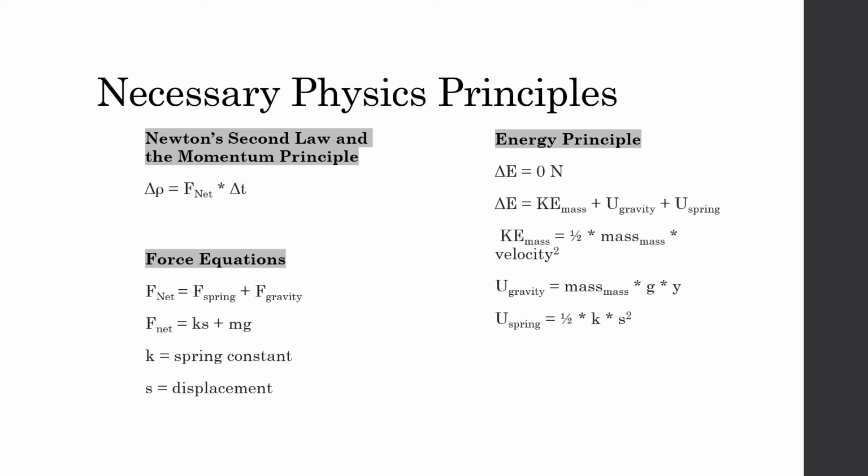The energy principle was utilized in this lab too, and the knowledge that there is no work being done on the system means there is no energy change, so delta E equals 0. Delta E can also be written as the sum of the change in kinetic energy of the mass, which has the equation K equals 1/2 times mass times velocity squared, the change in potential energy of the spring being 1/2 times the spring constant times the displacement of the spring squared, and the change in gravitational potential energy being the mass of the ball times the gravitational constant of 9.8 times the displacement of the mass in the y direction.